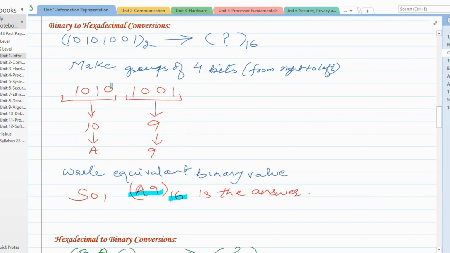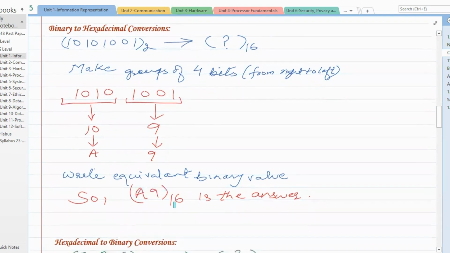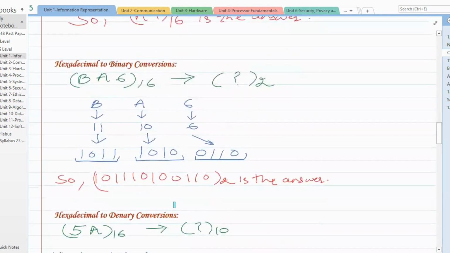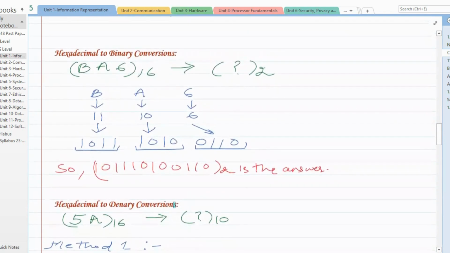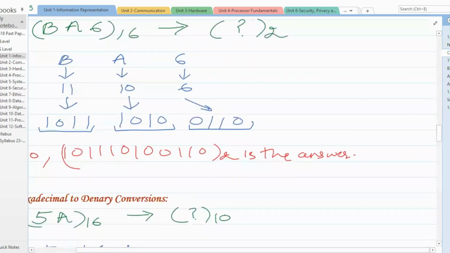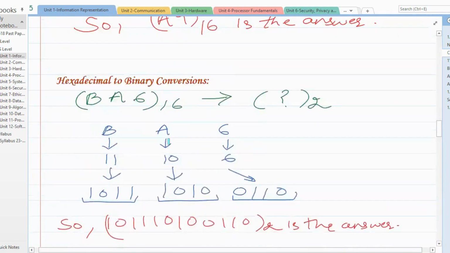Simple. Just repeating. Firstly, make group of 4 bits, right? We have created groups. Then look for the individual value for these groups, and then write all those digits together to make a hexadecimal number. Simple. Now, next is hexa to binary conversion. Okay, hexa to binary conversion.